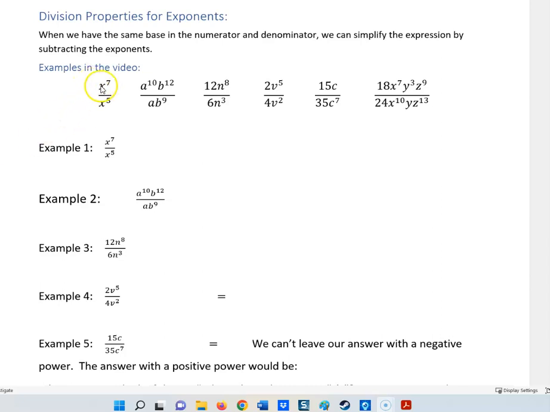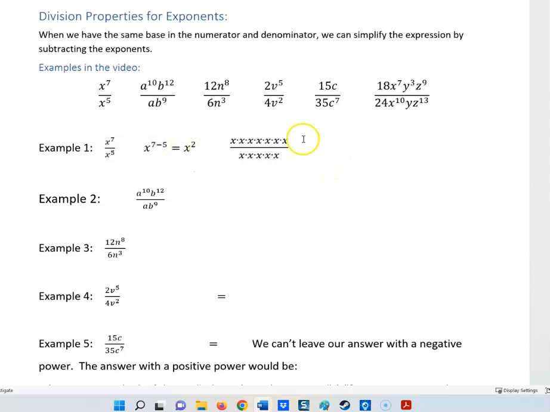To start off with, here's an example where we have the same base x, and we can just subtract those exponents to find that answer. And when we subtract the exponents, we have 7 minus 5, so we get x to the second power.